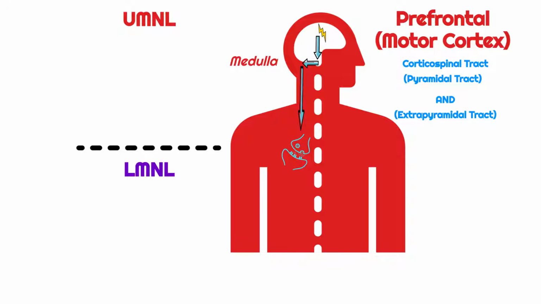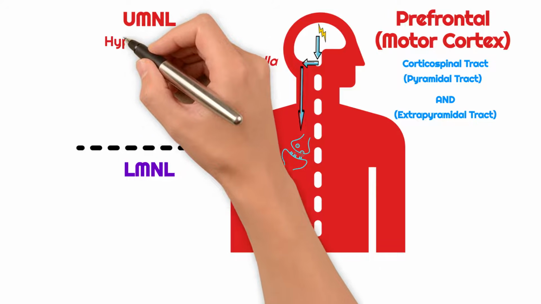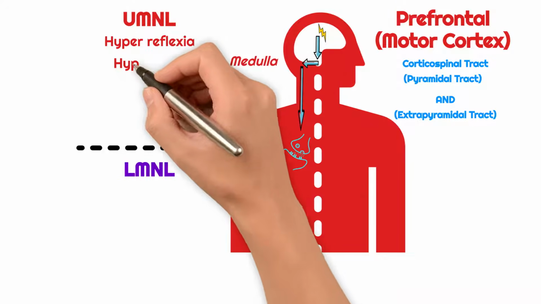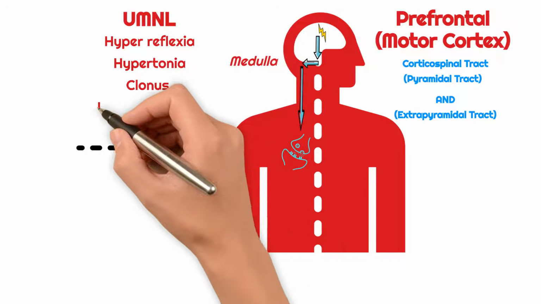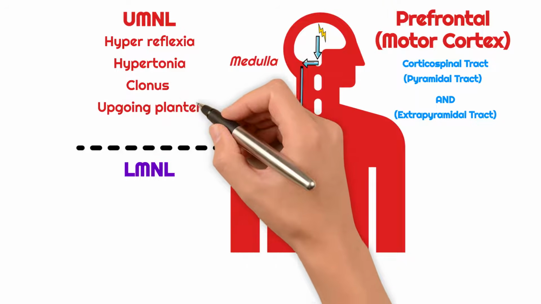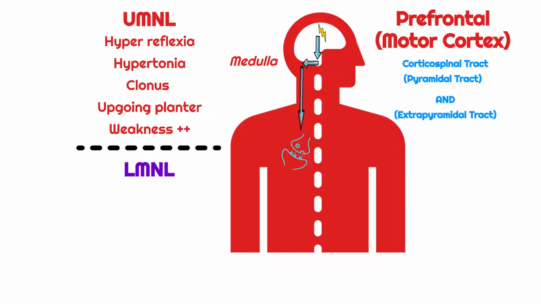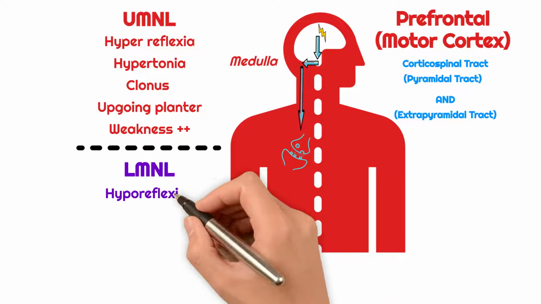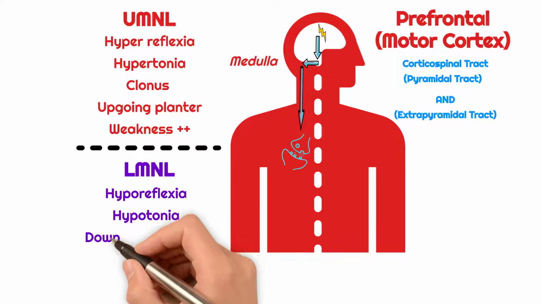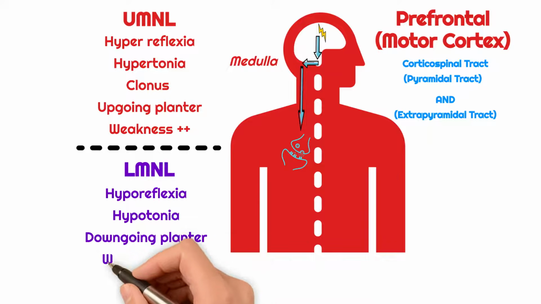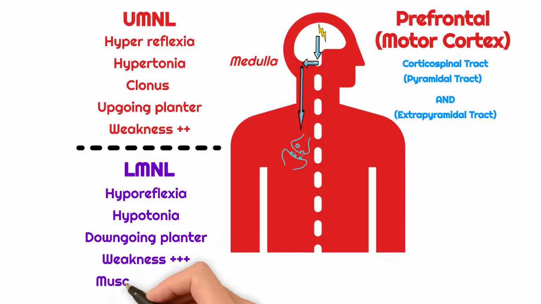So what are the signs of an upper motor neuron lesion? On examination, we find hyperreflexia, hypertonia, clonus, upgoing plantars, and weakness. Now, comparing that to a lower motor neuron lesion, you get hyporeflexia, hypotonia, downgoing plantars, and you usually get more weakness and muscle wasting.